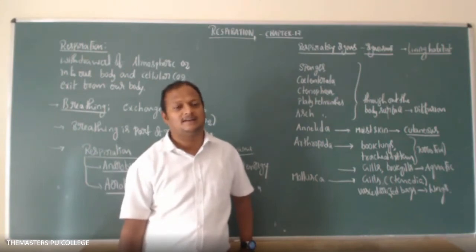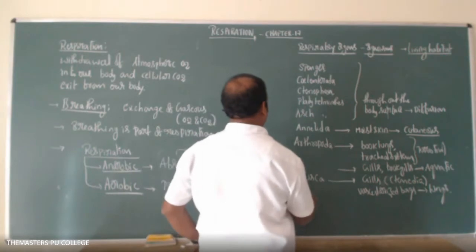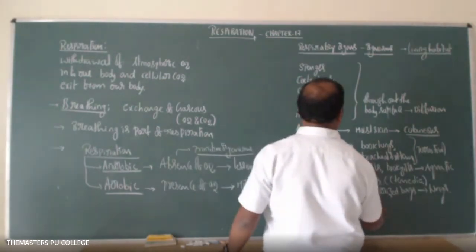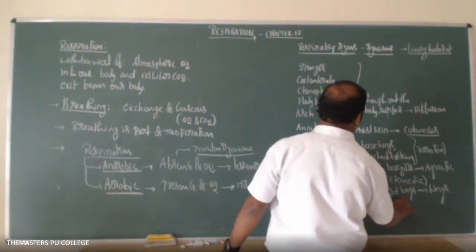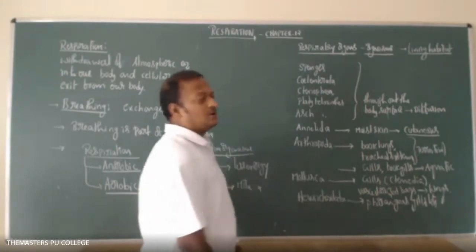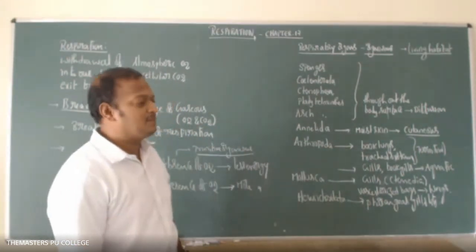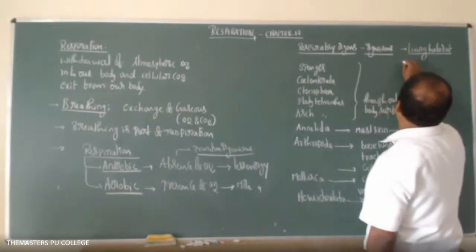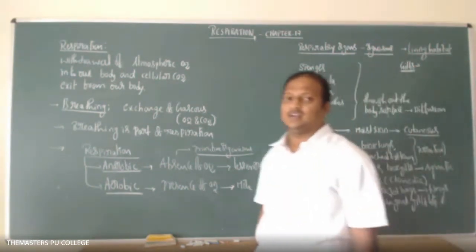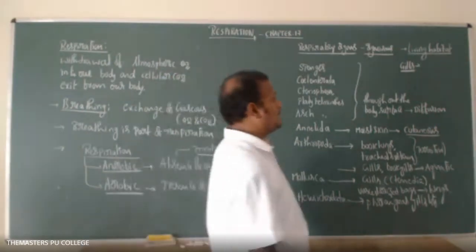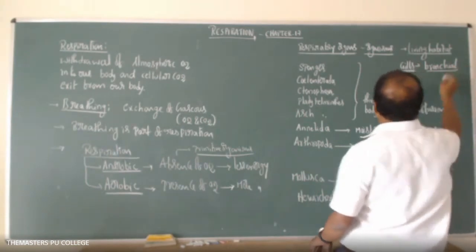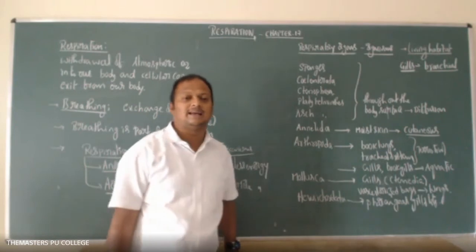So what about Hemichordata? In Hemichordata, what is there? Yes, students, pharyngeal gills. In Hemichordata there are pharyngeal gill slits, which means that through the gills the process of respiration takes place. Such type of respiration is called what, students? Branchial respiration. Good. Such type of respiration is called branchial respiration. Clear, students? Through the skin, cutaneous; through the gills, branchial respiration.